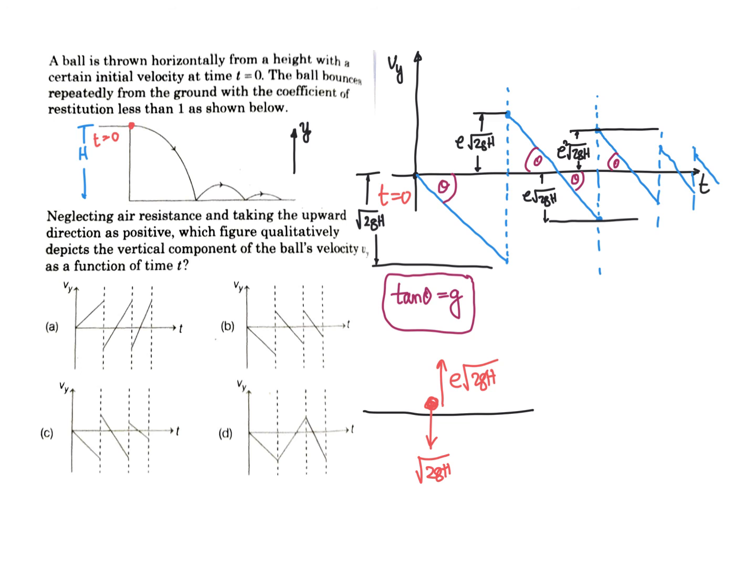So the closest graph which resembles that is b. In b actually this angle theta is the same, whereas c is not right because the slopes are not equal.